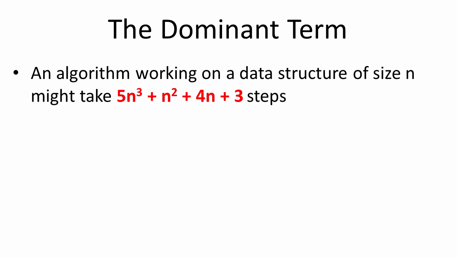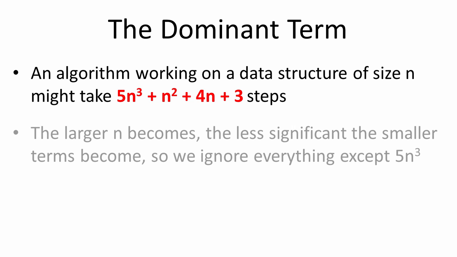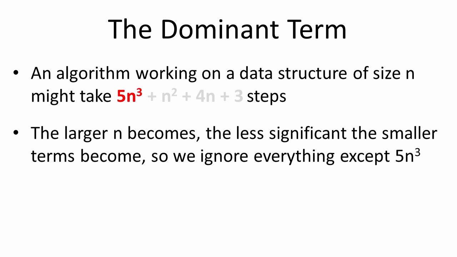Before we talk about the time complexity of our next algorithm, let's briefly review a mathematical principle, namely the concept of a dominant term in an expression. Suppose we have an algorithm which is working on a data structure of size n. We might find that it takes 5n^3 + n^2 + 4n + 3 steps. As n gets bigger, the smaller terms become less and less significant.